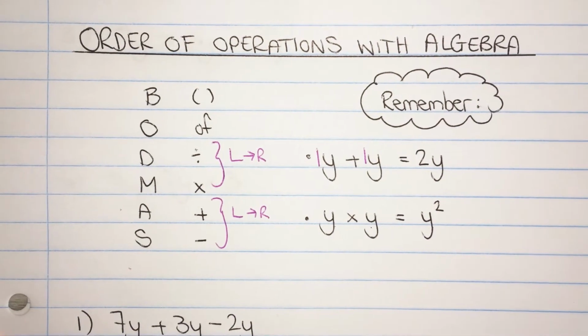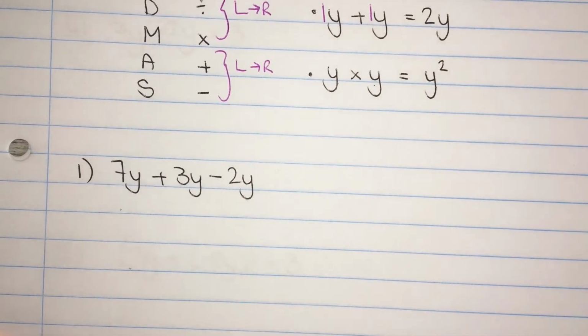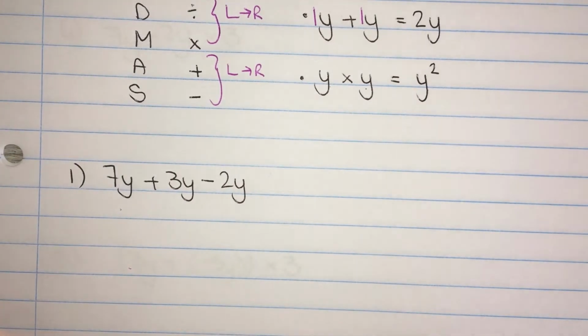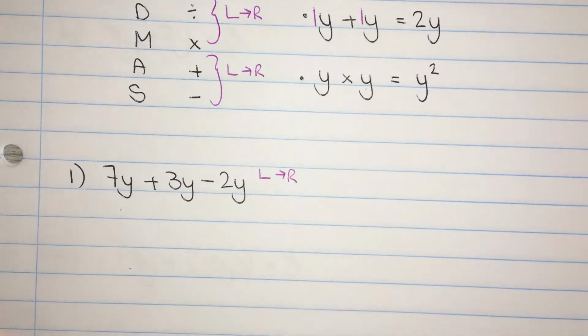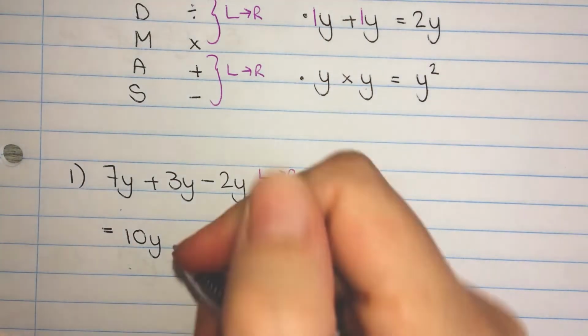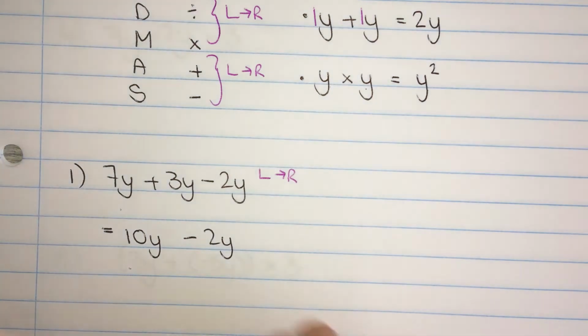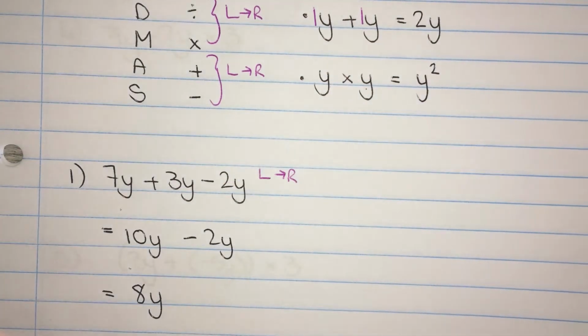Okay, let's start doing a couple of examples. Let us start with our first example. We have 7y plus 3y minus 2y. They are all like terms because they all have the exact same variable and exponent. Because it is plus and minus, we just simply work from left to right. So we start by going 7 plus 3 is 10, and the y will stay the same, minus 2y. And then we have 10 minus 2, which equals 8, and we are left with 8y. And that is your final answer.